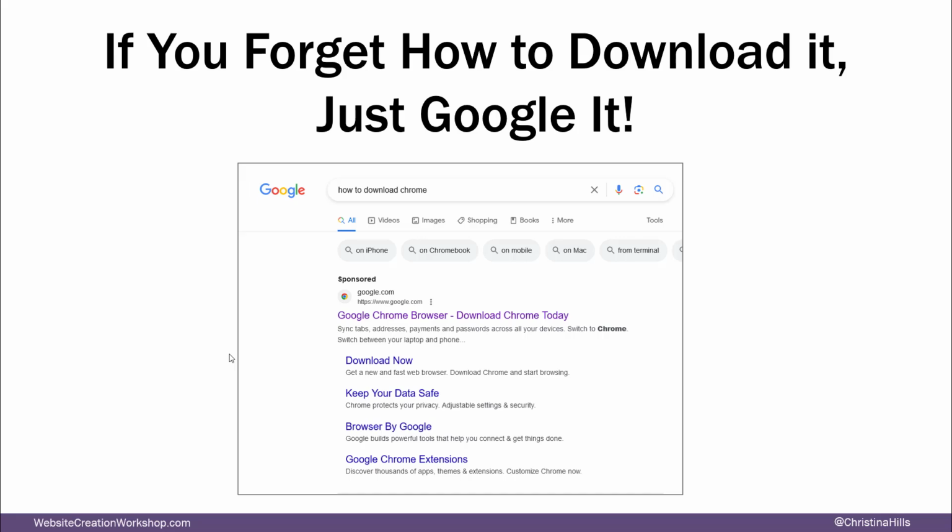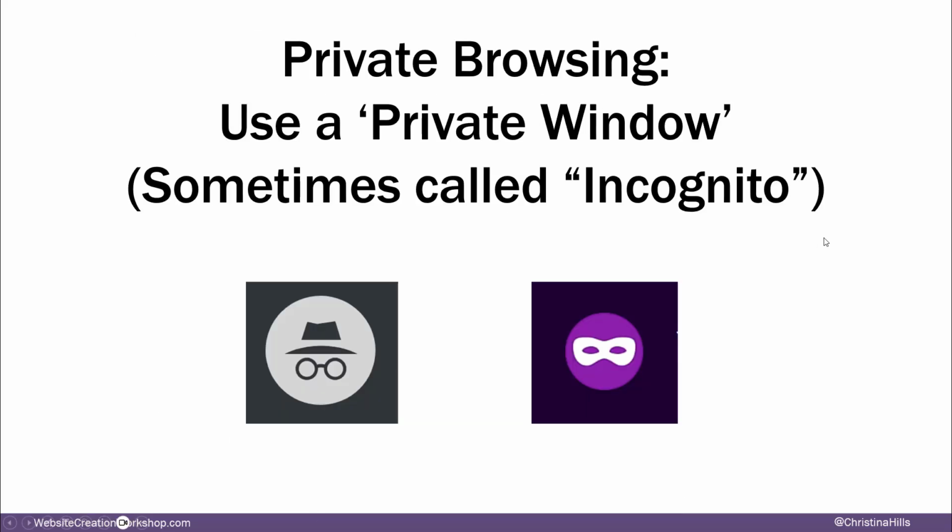That's why I went so quickly through those slides, because you don't need to write it down. Just go to Google: how to download Chrome, or how to download Chrome for a Mac, or how to download Safari for Windows. So just Google it. That's what I always do, and pick the first result.